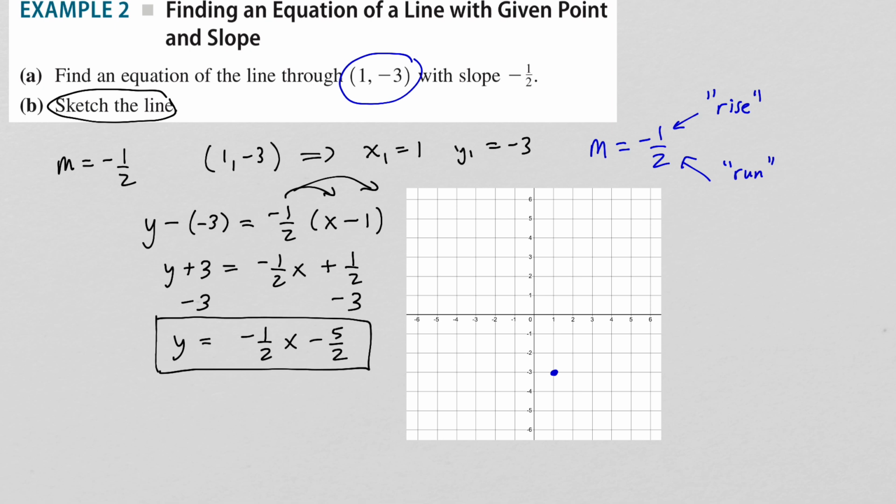And then run is left and right. So in this case, it's +2 in the bottom. So we're going to go down 1 and then to the right 2. And that will give us a second point. And for a line, of course, all you need is 2 points. So here is the graph of that line.